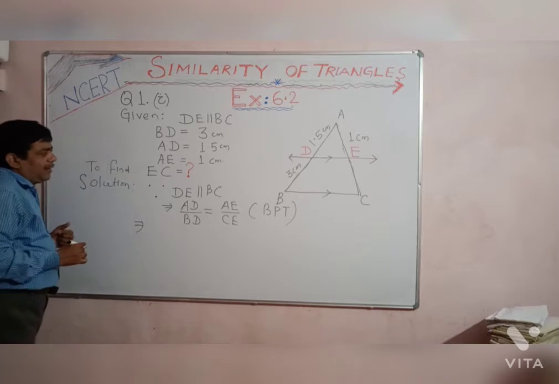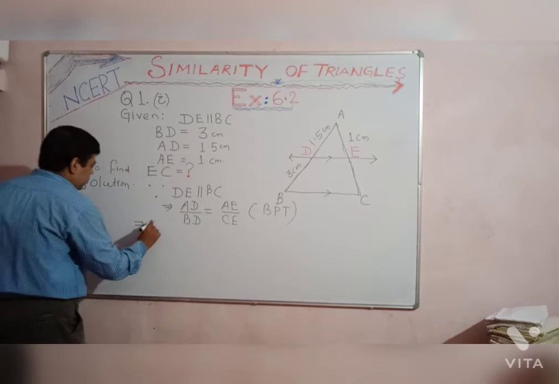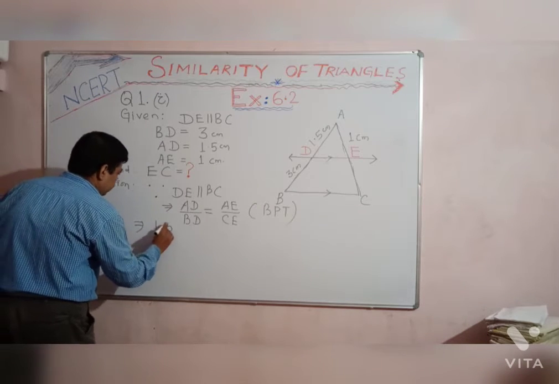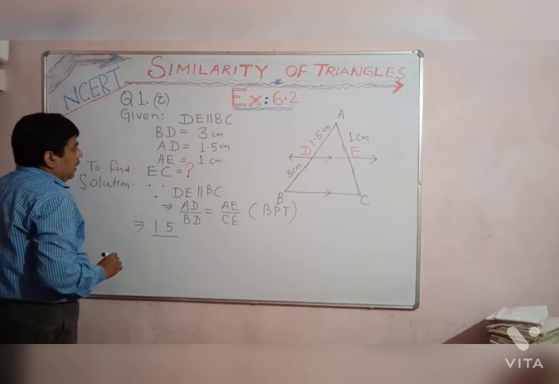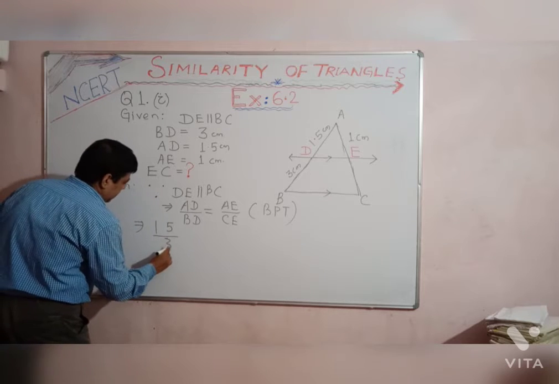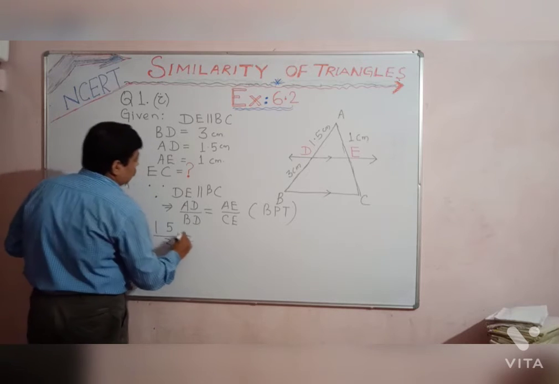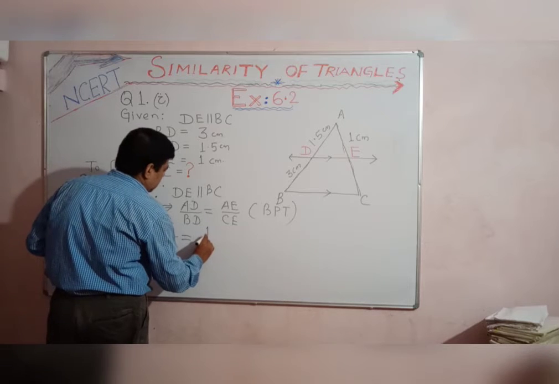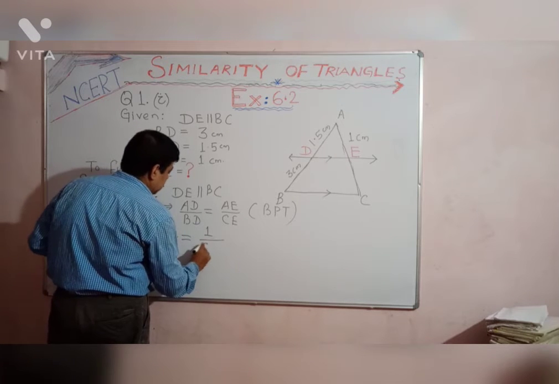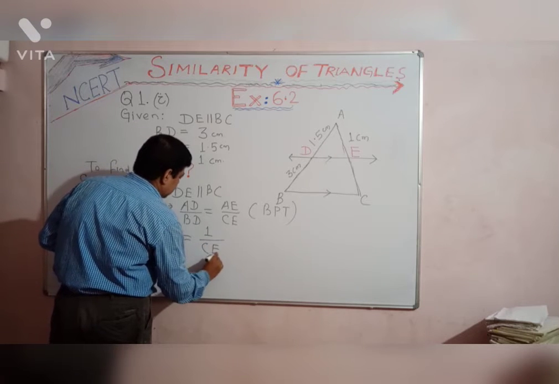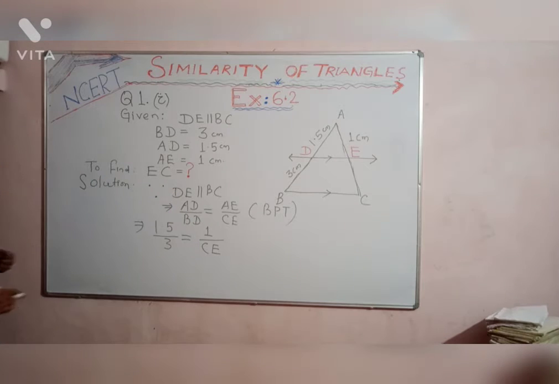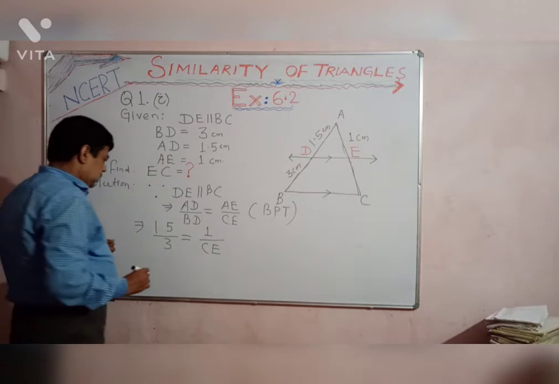You have to use the values of AD. Here AD is given as 1.5, BD is given as 3 cm, and AE is given as 1 cm, and CE you have to find out. The length of CE you have to find out. Is it clear?